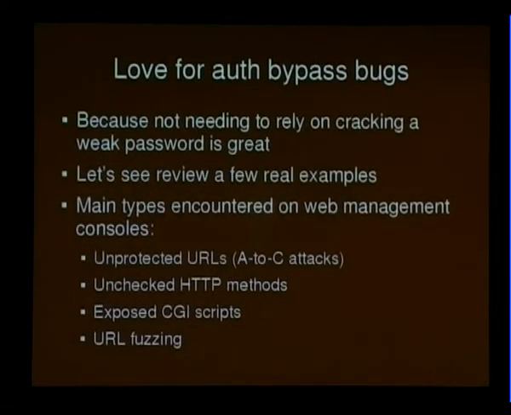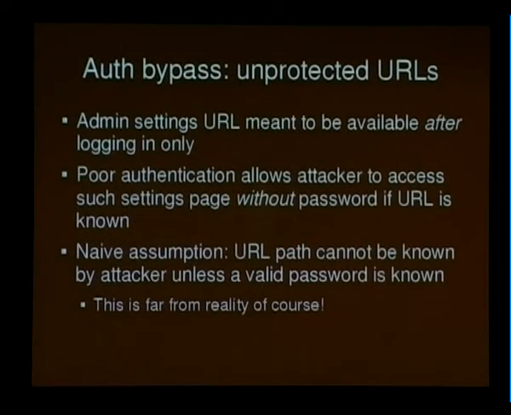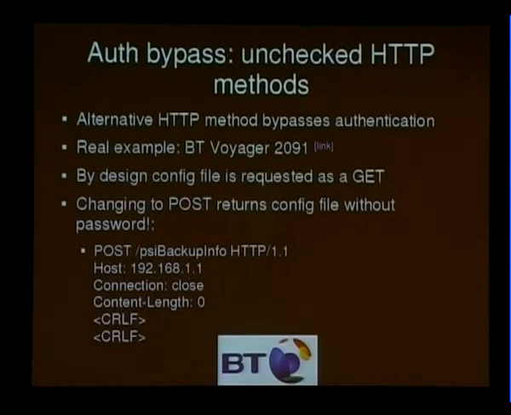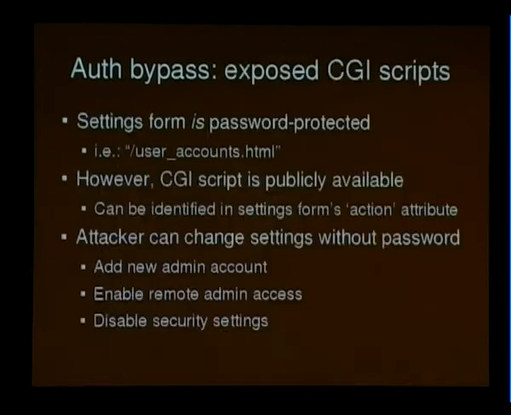I love authentication bypass bugs because it means that you can compromise a device without a password, obviously. I'm not going to go through different types. I mean, there's some very peculiar stuff that I've come across. Sometimes even changing the method from GET to POST will allow you to get a config file without a password. I found that in a BT Voyager router. Again, you play with stuff, and sometimes you find things that you just don't see coming.